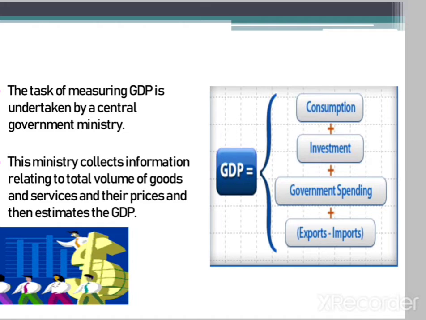So this task is undertaken by a central government ministry. And this ministry, with the help of the various government departments of all the Indian states spread across the country, collects information relating to the total volume of goods and services and their prices, and then they finally estimate the GDP of our country. The GDP includes consumption, investment, government spending, and the value of exports and imports. And that way we get the GDP for our country.